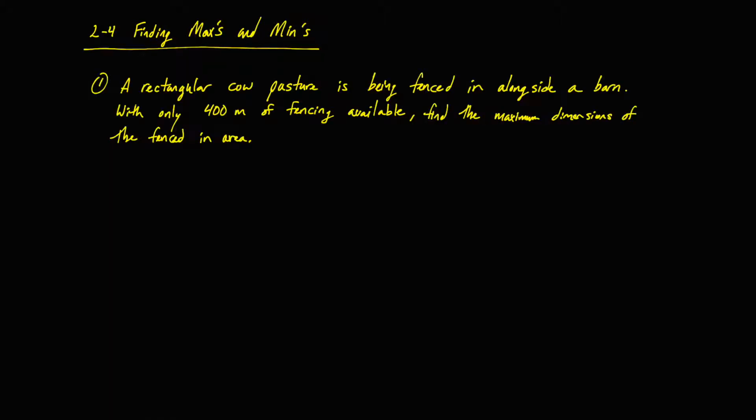With this problem here, a rectangular cow pasture is being fenced in alongside a barn. With only 400 meters of fencing available, find the maximum dimensions of the fenced-in area. I like this problem because it's very applicable for someone who works on a farm and tries to optimize anything. I'm going to say this is also classified as an optimization problem.